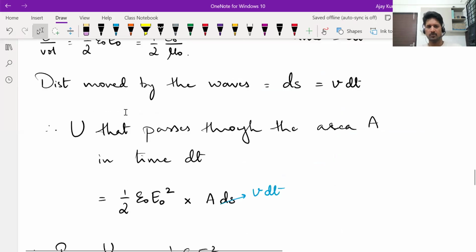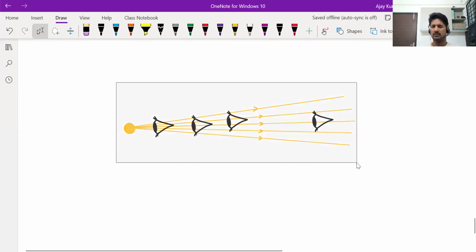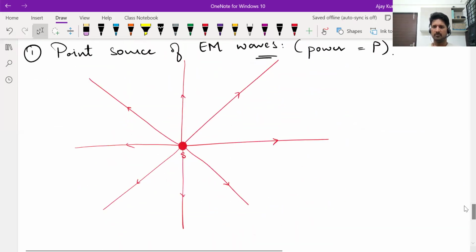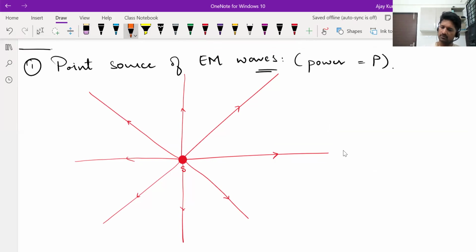Okay, we'll solve some more questions, you'll understand. But see, if it's a point source, it emits waves radially outward, so the waves are diverging. So as you go away from the point source, intensity will decrease because the energy incident per unit area is going to decrease. Right. Now the question is, this point source is emitting a power P, meaning you know how much energy is emitted per unit time. That energy spreads out in all directions. You have to find out the intensity at a certain point.